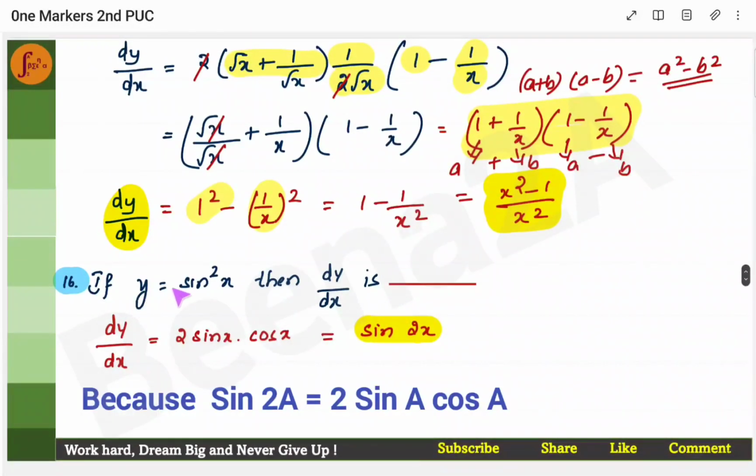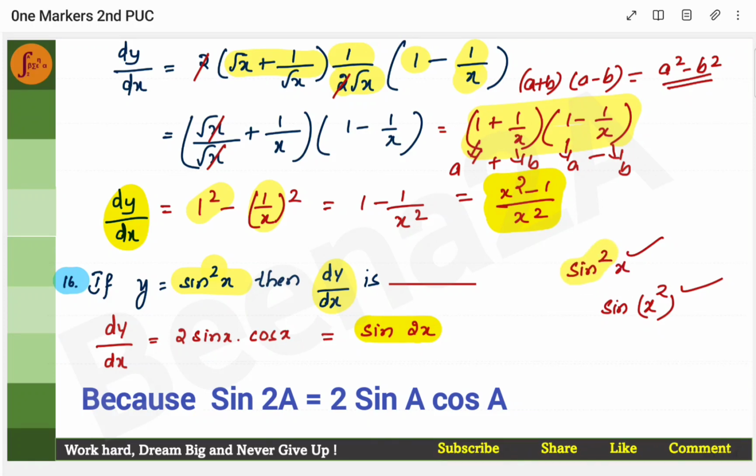Next problem. If y is equal to sine square x, then dy by dx. Now notice the square is to the sine. There is a difference. Always look for this difference. It can be either sine square x or it can be sine x to the power square. Both of these are different. It's not the same. Now when you have sine square x, this power is to the function.